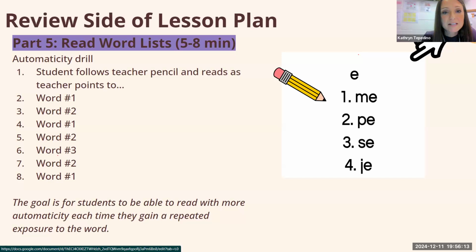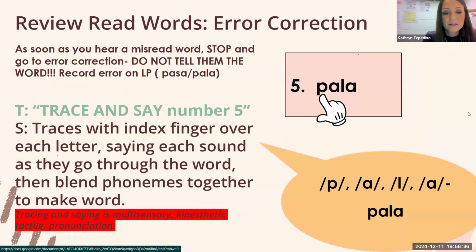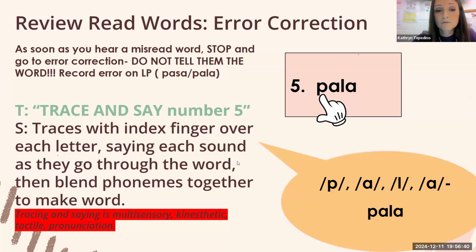student, okay, you're going to follow my pencil as you read. And you're going to point to number 1, and they're going to read it. And then you go to number 2, then you go back up to 1, then you go down to 2, down to 3, then back up to 2, then back up to 1. And you'll see they'll get quicker and quicker. The goal, again, is so they get more exposures and they build that word level automaticity, so then we can build it up to more connected text.